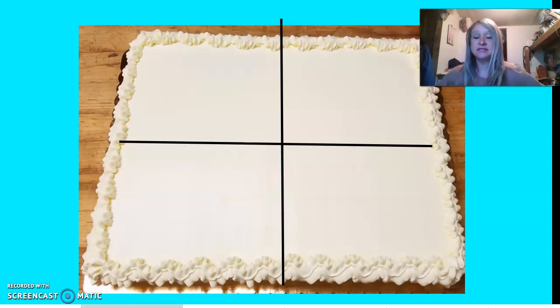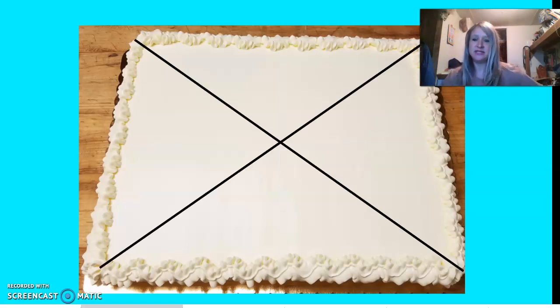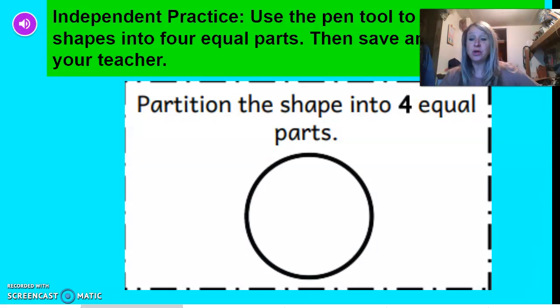Is this partitioned into 4 equal pieces? Yes, these pieces are all the same size. How many pieces are there? 4. 4 equal size pieces is called fourths. What about this way? What if I cut it this way? Is it still 4 equal pieces? Yes, it sure is.